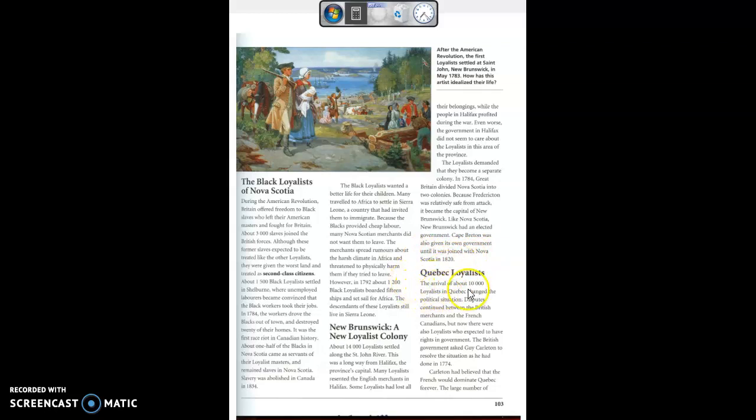The arrival of about 10,000 Loyalists in Quebec changed the political situation. Disputes continued between the British merchants and the French Canadians, but now there were also Loyalists who expected to have rights in government. The British government asked Guy Carleton to resolve the situation as he had done in 1774. Carleton had believed that the French would dominate Quebec forever.